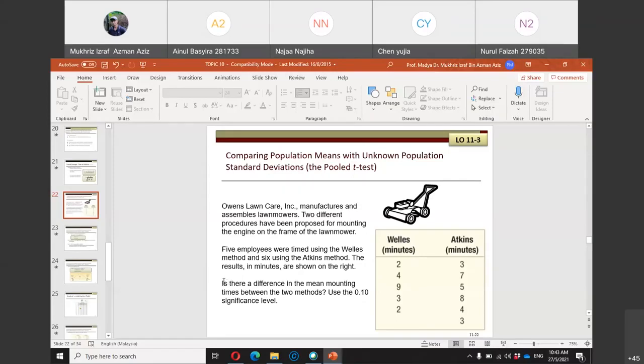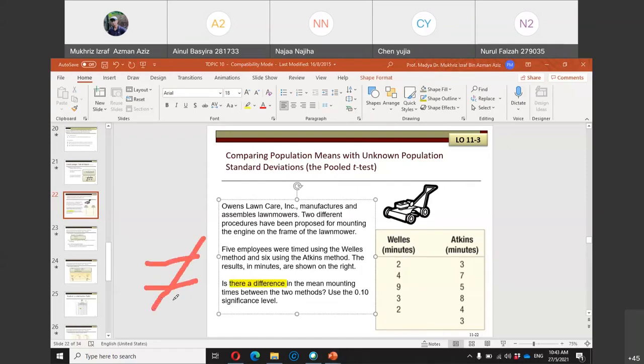Is there a difference? So the keyword here is, is there a difference? As what we did before in the previous chapter, the notation for H1 will be not equal to. Is there a difference between the time of the 2 methods? So meaning that you need to take the difference between the 2 mean values of Wellis and also Atkins, in this case.